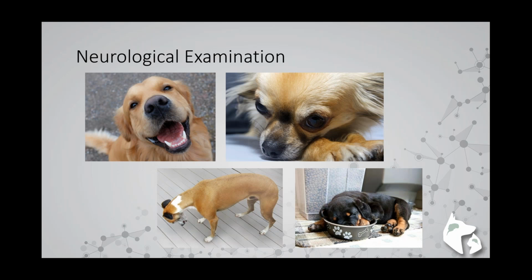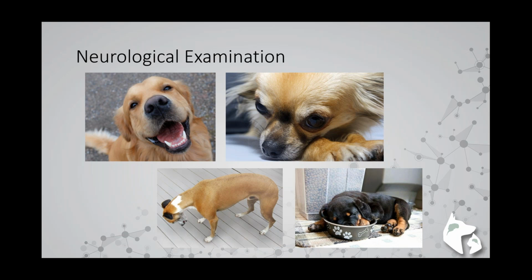So here's some quick examples of what we would see in an exam room. So we have a nice happy golden here, we definitely a BAR. You have this little Chihuahua friend here. He's alert, you can see that his eyes are open. He's probably looking at people coming in and out of the room, but he's just not super excited. So we would call this patient quiet, alert, responsive.